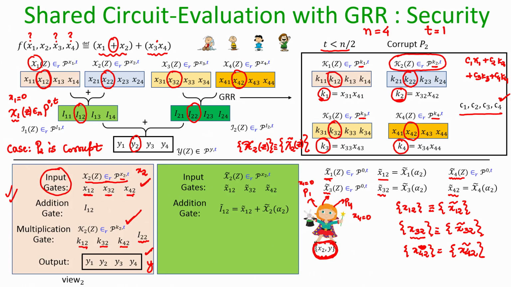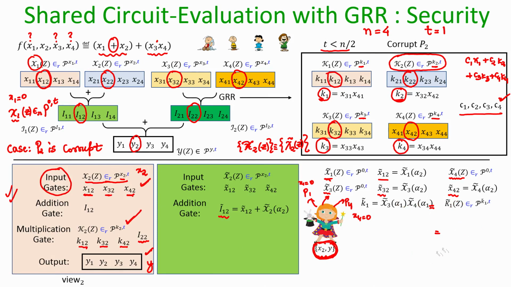So, now what is this simulator going to do? The simulator is going to run the full instance of shared circuit evaluation, assuming that this simulated x1, simulated x2, simulated x3 and simulated x4 are the sharing polynomials of P1, P2, P3, P4. So, for the addition gate, the share of party P2 as per view 2 should have been this value. That is what the simulator writes down. Now, the simulator has to simulate the information which the adversary or the corrupt P2 receives as part of view 2 during the GRR degree reduction instance.